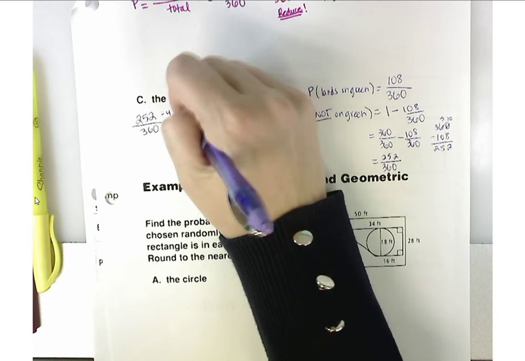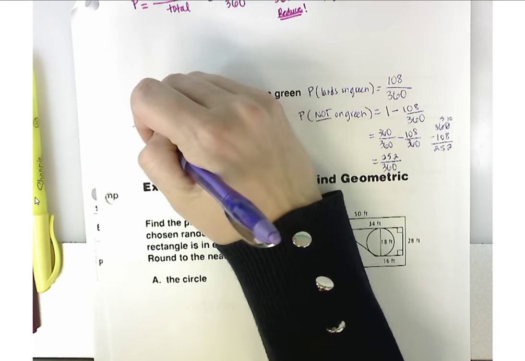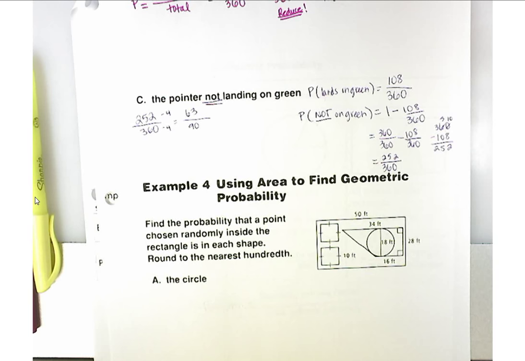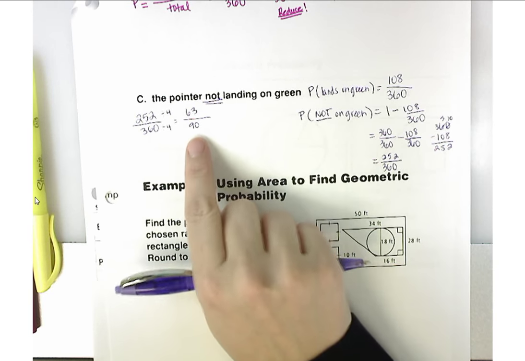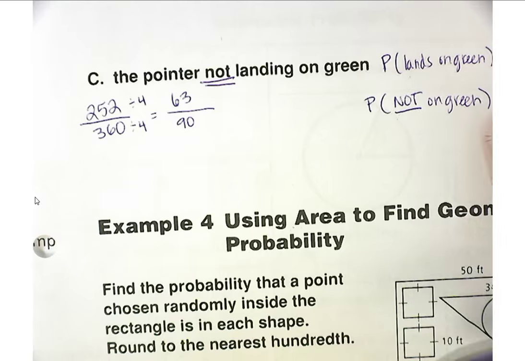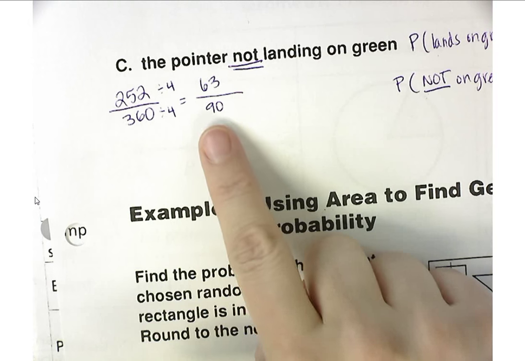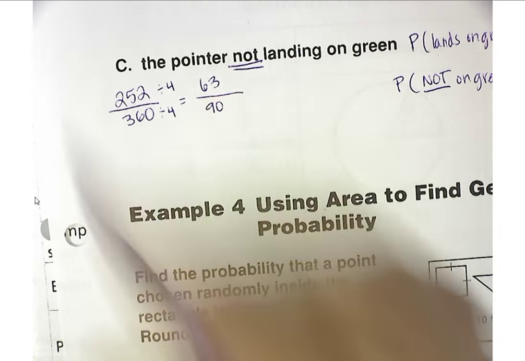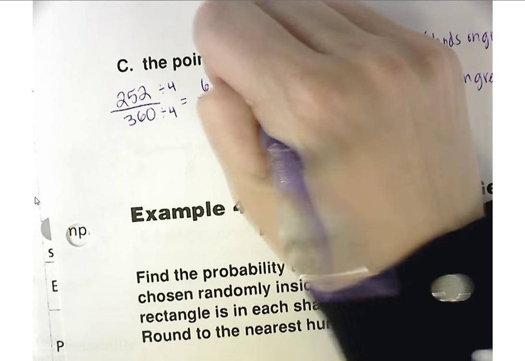63, okay. And 360 divided by 4 is going to be what? 90. Okay, let's see if there's something else that goes into it. What do you know goes into 90? 3, what else? 9 times 10, right? Okay, does 9 go into 63? Yes. How many times? Okay, so then let's divide both by 9.